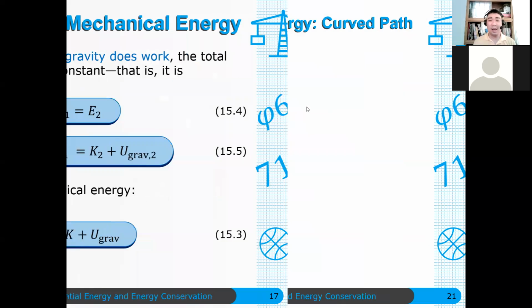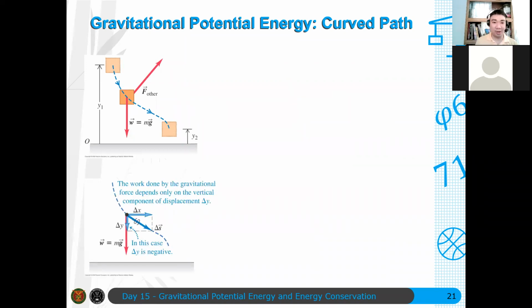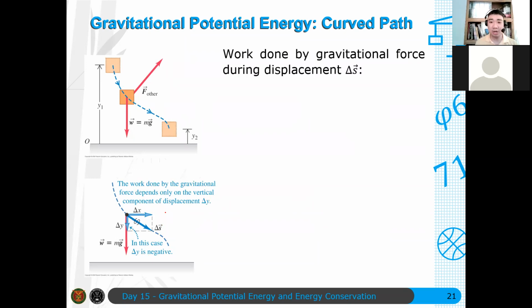Okay, so ganun lang. Now, of course, ang tanong nyo, what if curved yung path? May effect ba yung curvature ng path para masabi natin na nagbabago rin yung gravitational potential energy? Actually, we can calculate the work done by gravitational force on a given path. So what we can do is consider a particular position of the object and say that the work done on this particular position during some displacement delta s is given by W equals F dot delta s, where the force is simply the weight, negative mg.